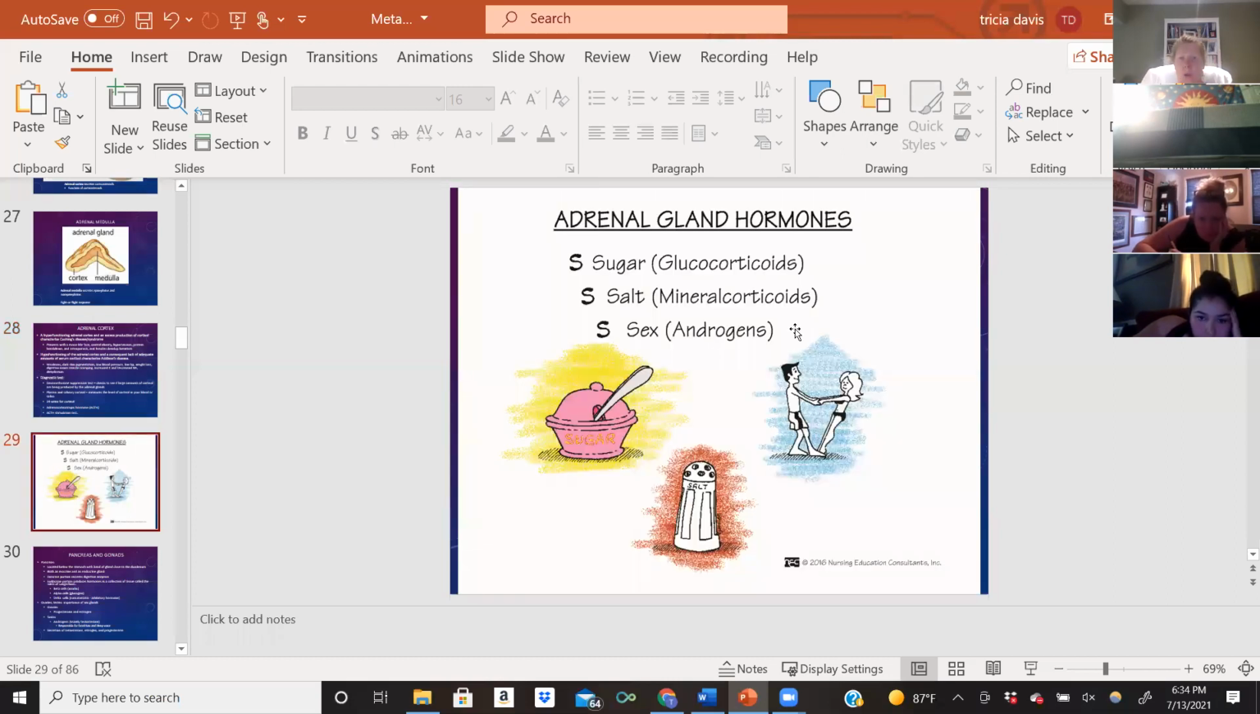So a little reminder for you to think about your adrenal gland hormones, which ones they make: the 3 S's. They make sugar, salt, and sex. Sugar is your glucocorticoids, that's your glucose. Your mineralocorticoids is your salt, and then your androgens. These are also your sex hormones. So the adrenal cortex makes those 3 hormones.